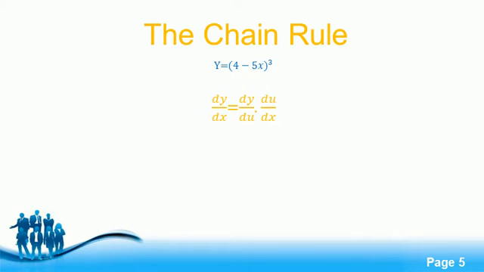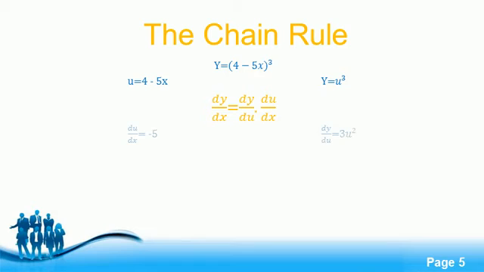This is given by dy by dx equals dy by du multiplied by du by dx. Therefore, we substitute the inside of the bracket as u, so u equals 4 minus 5x. Therefore, y equals u cubed.